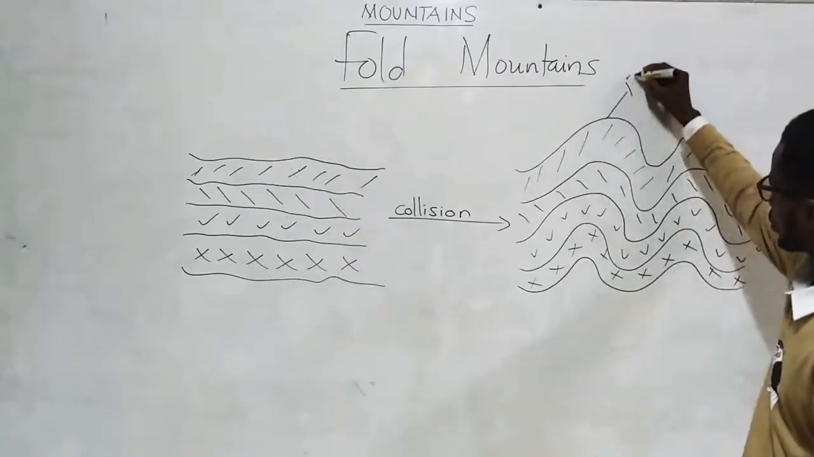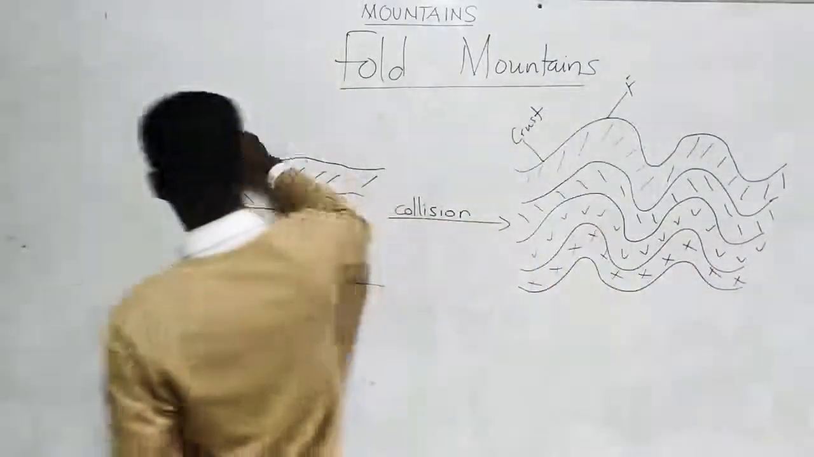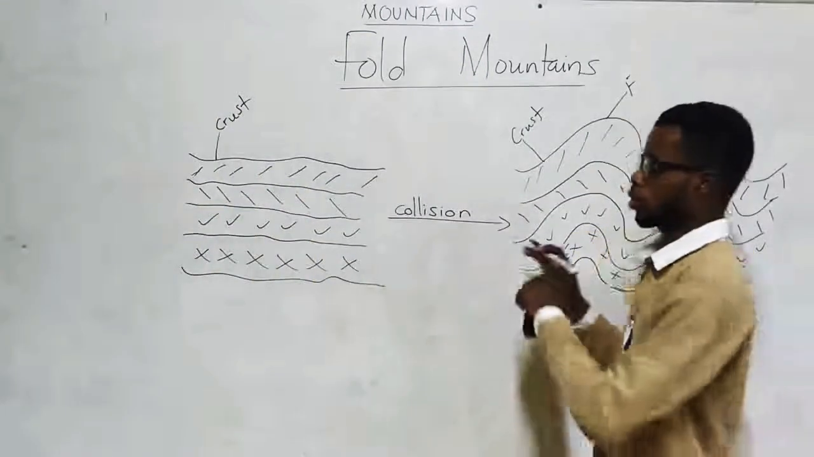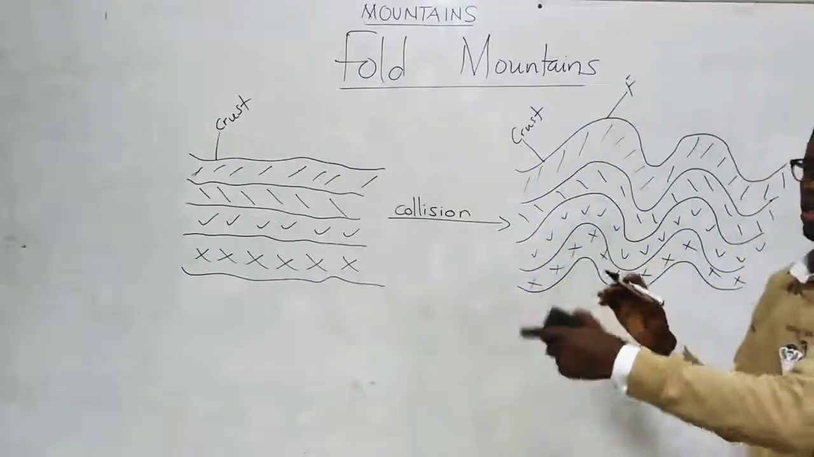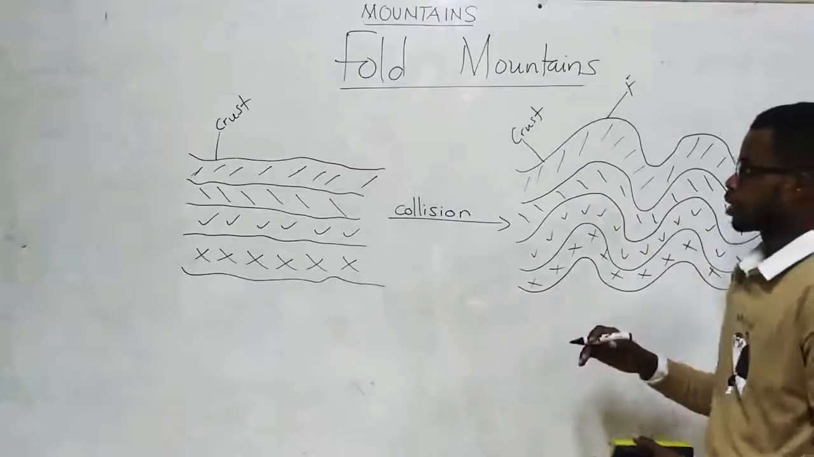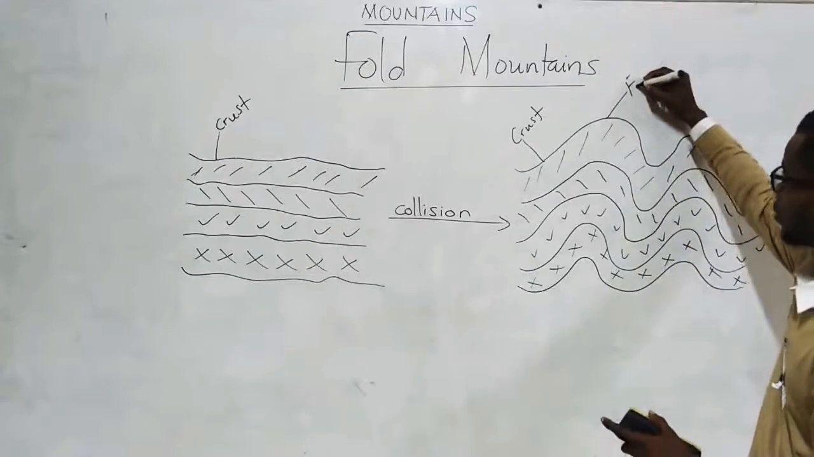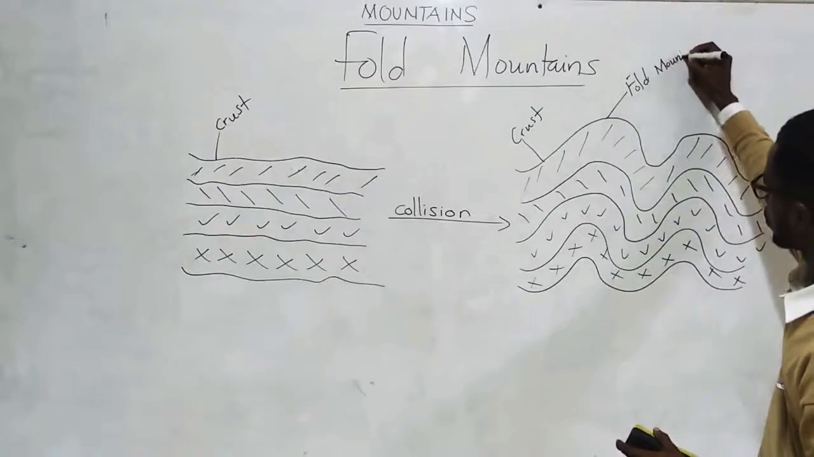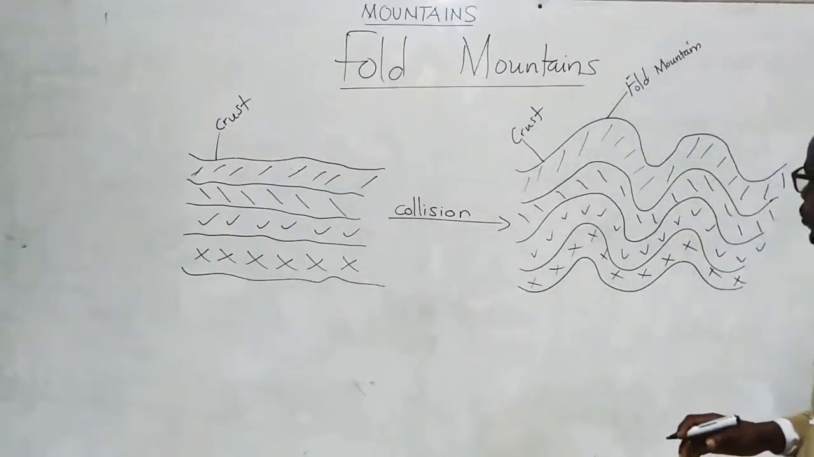So this is the crust or surface. The normal structure was like this, but when it went through the collision due to the heat and pressure and bent, as I've just mentioned, we now have a fold mountain.